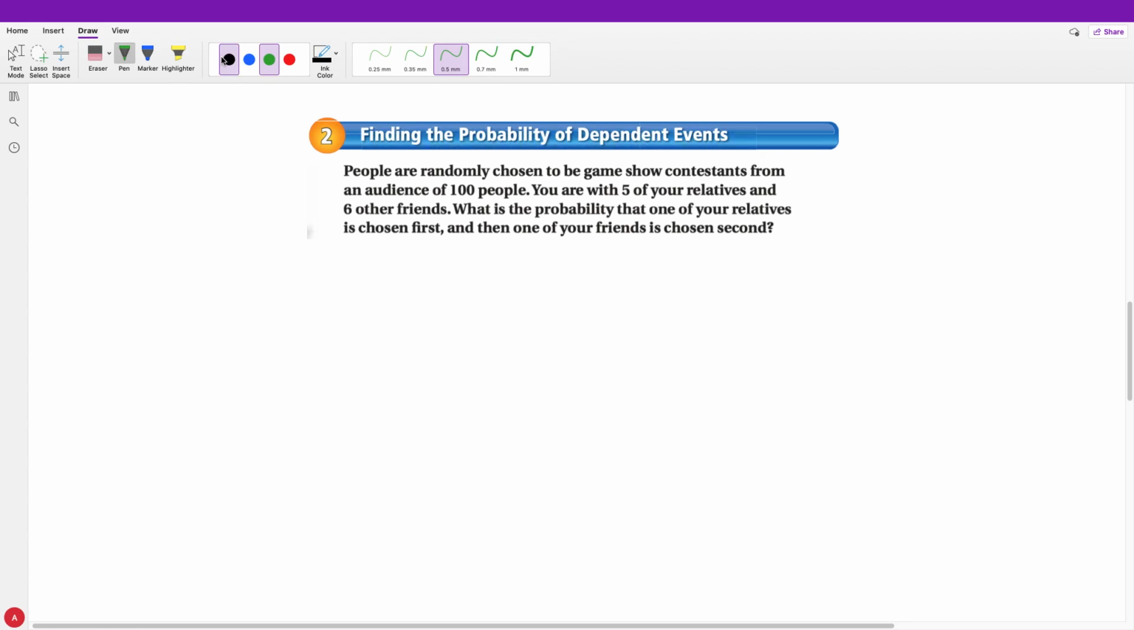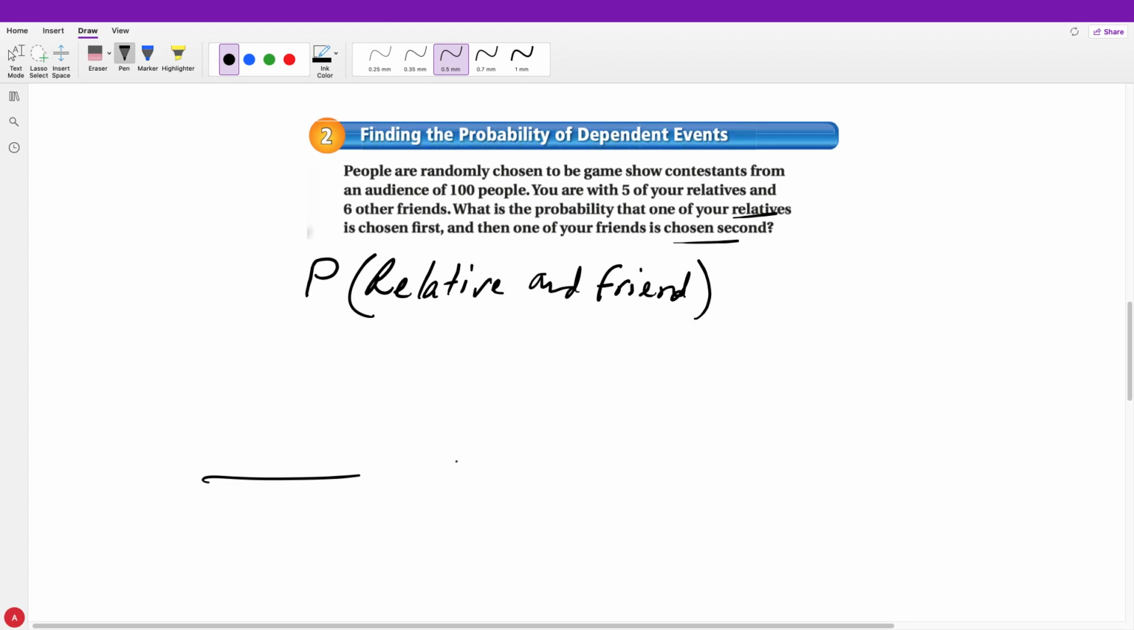So what we're trying to do now is find a probability. And remember, the probability that they're asking for is that first is your relative, and the second is your friend. So this is the probability that we're trying to find. So I'm going to list out the two events. We have our relatives, and then we have our friends.